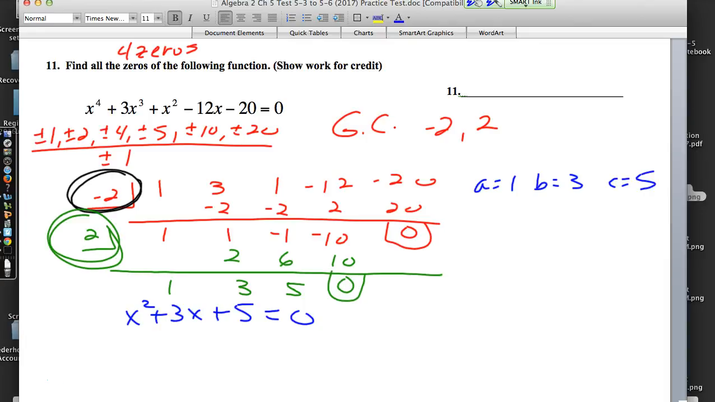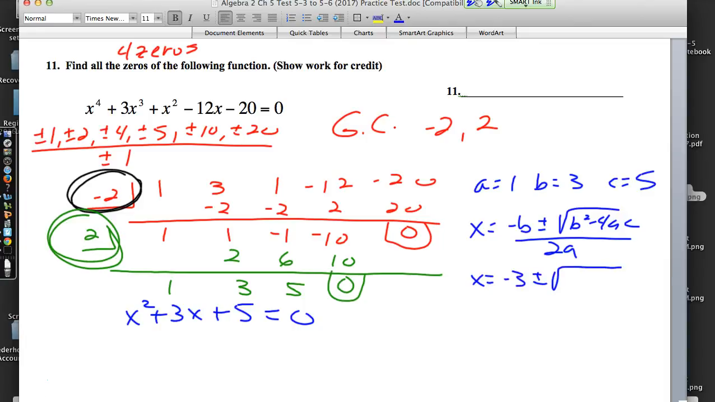X equals negative B plus or minus the square root of B squared minus 4AC, all over 2a. There we go. All right, so let's put the numbers in and see if we need to simplify. X equals negative 3 plus or minus the square root of 3 squared is 9 minus 4 times 1 times 5. That's an ugly 5. All over 2 times 1, which is 2.